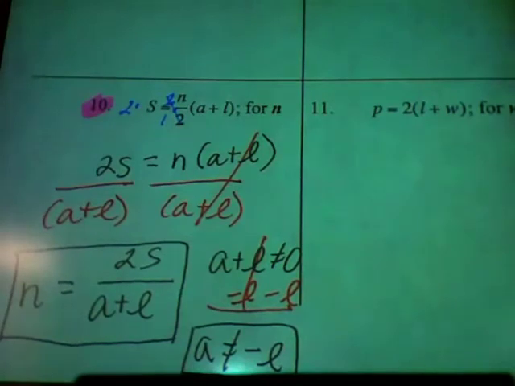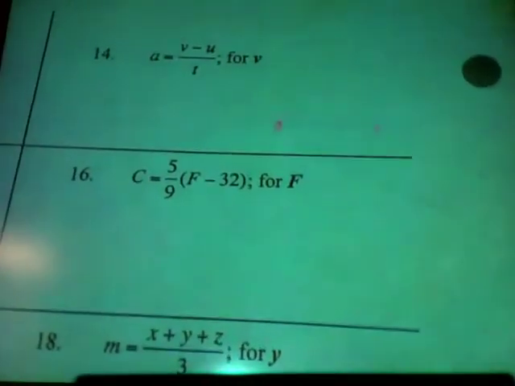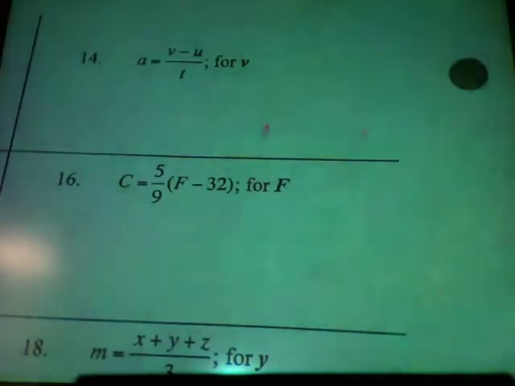All right, so flip it to the back. And we're going to look at 14. This time we're solving for v. The problem with v is it's stuck in a what? It's stuck in a fraction. So we need to get rid of the fraction. But again, think about the very first problem that we did, number 3. Number 3 is very similar to this.